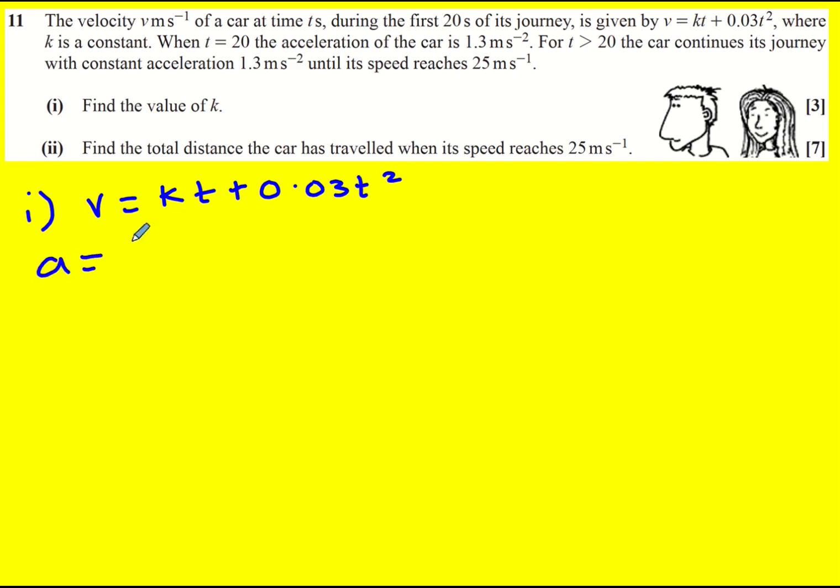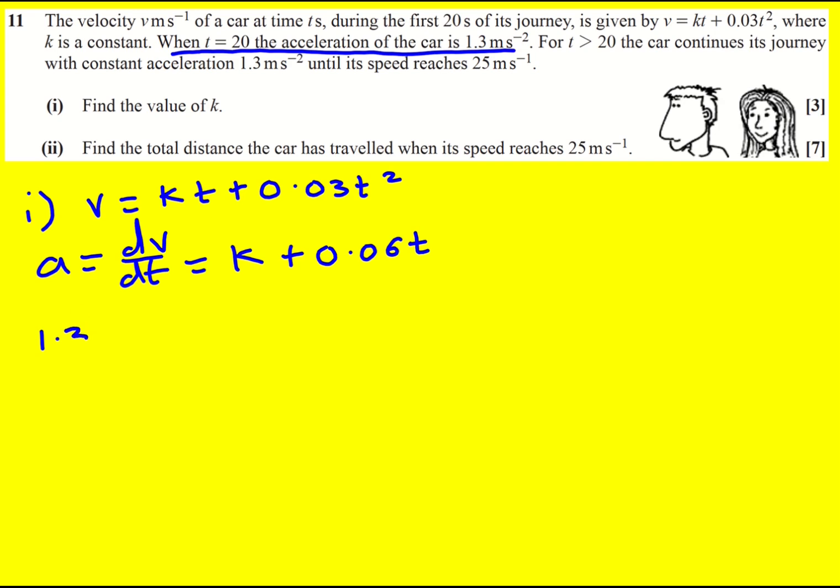That means the acceleration, which is the rate of change of velocity with respect to time, the instantaneous gradient of the velocity, is going to be k plus 0.06 t. We can now use the fact that when t is 20, the acceleration is 1.3. So 1.3 equals k plus 0.06 times 20.